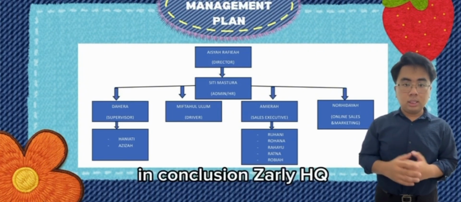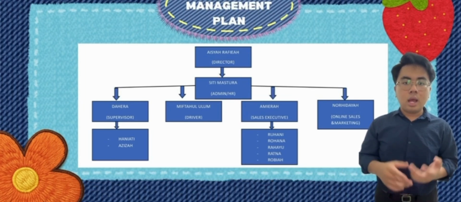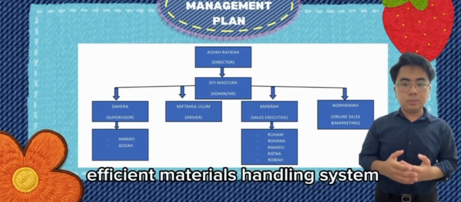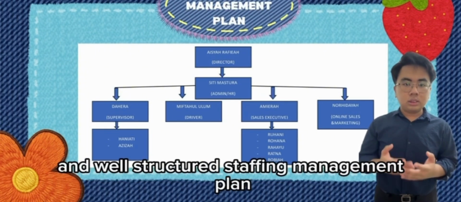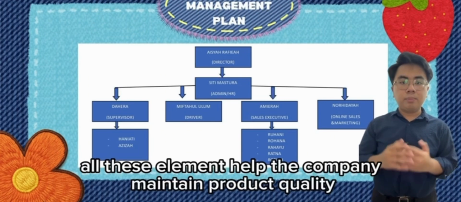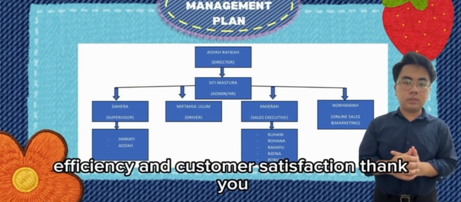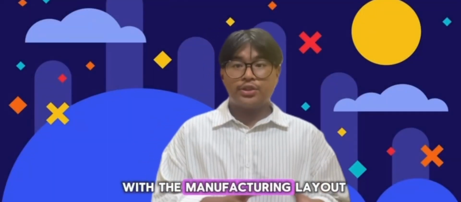In conclusion, Zarly HQ Company operates with a clear and organized production process flow, efficient materials handling system, and well-structured staffing management plan. All these elements help the company maintain product quality, efficiency, and customer satisfaction. Thank you. Next, let us proceed with the manufacturing layout.